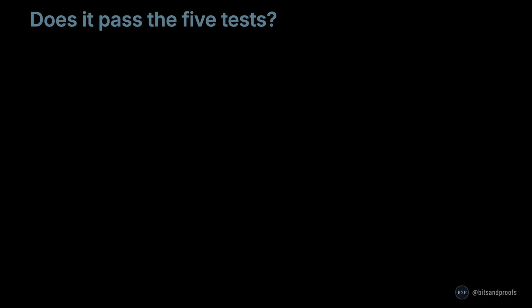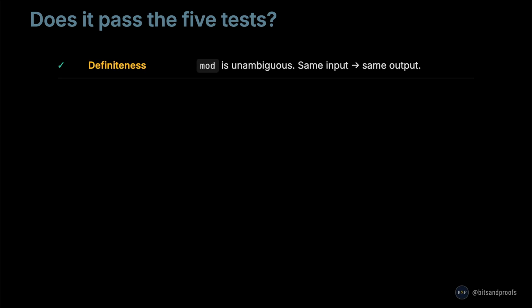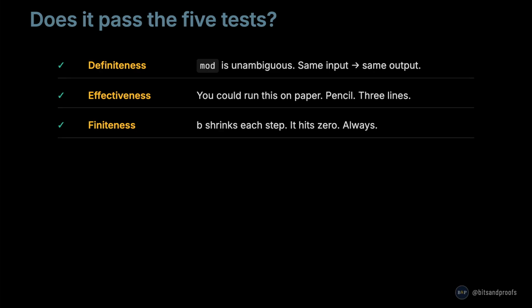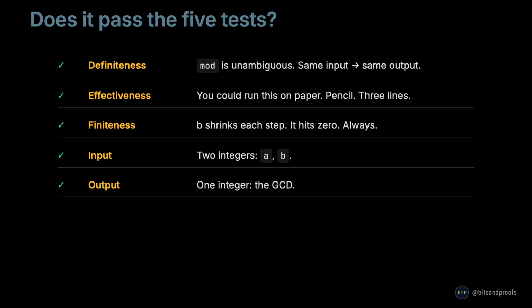Now let's check Euclid against the 5 properties, one by one. Definiteness, check. Mod is mathematically defined. Same input always produces the same output. No ambiguity. Effectiveness, check. You just watched it run on a slide. Pencil and paper. No supercomputer needed. Finiteness, check. Every step B gets strictly smaller. It can't shrink forever. It hits 0. Input, check. 2 integers, A and B. Output, check. 1 integer, the GCD. 5 for 5. That formally is an algorithm.